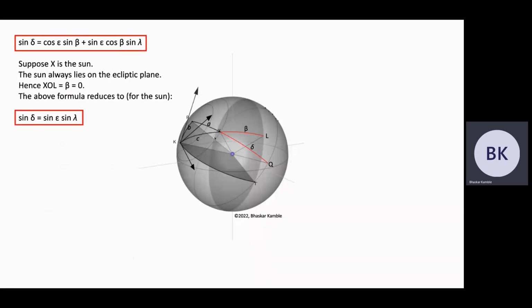And now suppose X is the sun. When X is the sun, we know that the sun always lies on the ecliptic circle. So for the sun, beta will be 0, because it's always on the ecliptic circle. When beta is 0, sine beta becomes 0, so this term drops off, and cosine beta becomes 1. So only this term remains: sine epsilon, sine lambda on the right hand side. Left hand side is sine delta. So for the sun, sine delta is equal to sine epsilon, sine lambda. This relates the declination of the sun to the longitude of the sun.